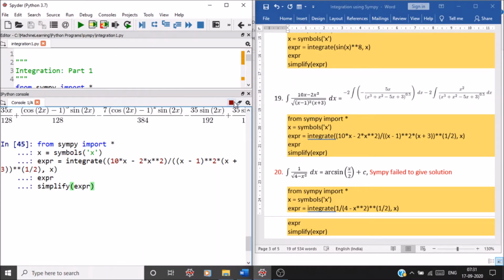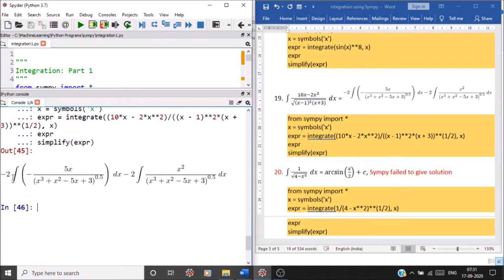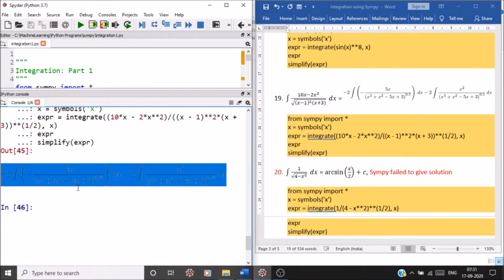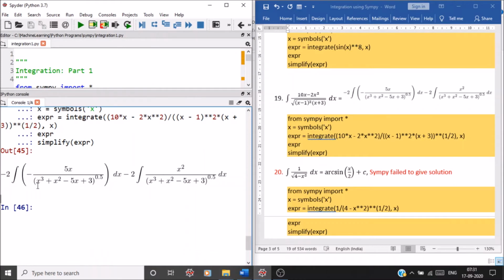You can see here execution is going on. Now see, this is the result. Now you can see the format of the result, minus 2 integration minus 5x. Okay, now here SymPy failed to give the final result.